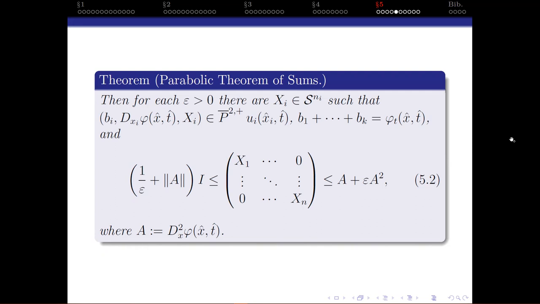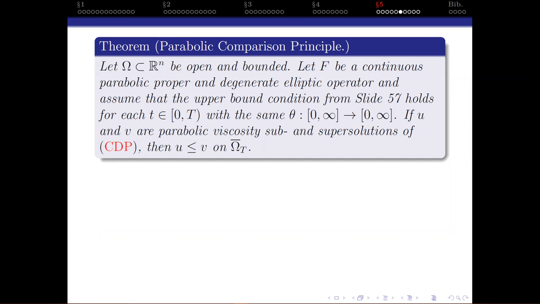Once we have that, we can state the parabolic comparison principle. Unlike the last couple of things that we had to review and change, this one doesn't really require much changes. It requires all of the parabolic environment information that we had before. But actually, apart from that, it's mostly the same as our original comparison principle.